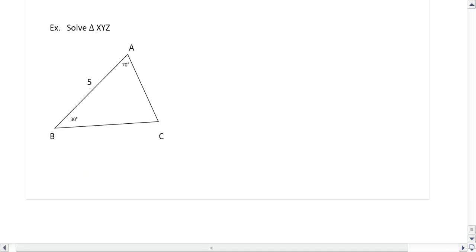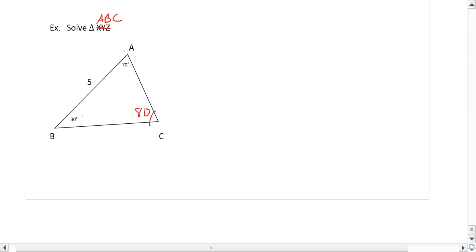In this example, the directions say solve triangle XYZ. Let me change that. That should say solve triangle ABC. In other words, find all the missing sides and find this missing angle. So it looks to me like the easiest way to start, we have two angles. Simply subtract from 180, and we would find that angle C is 80 degrees.